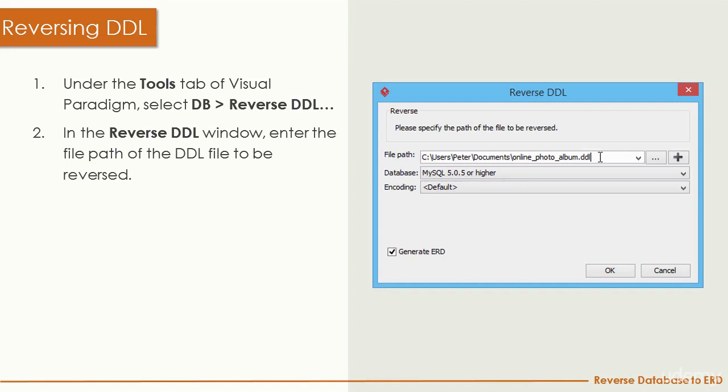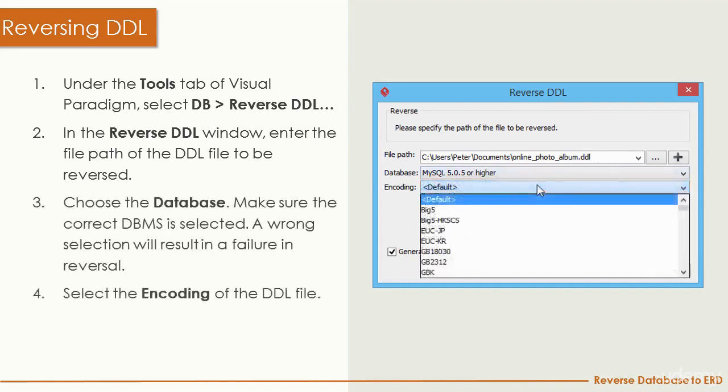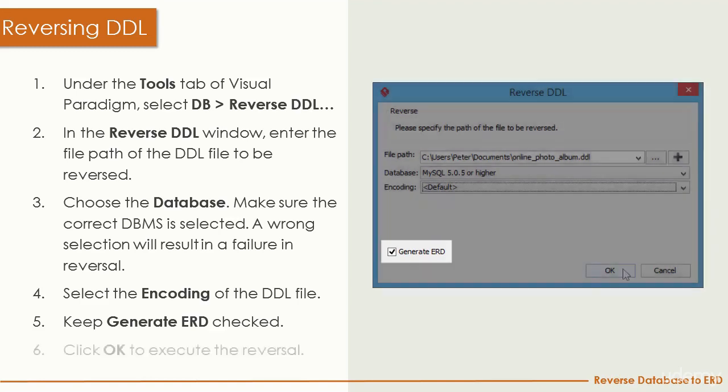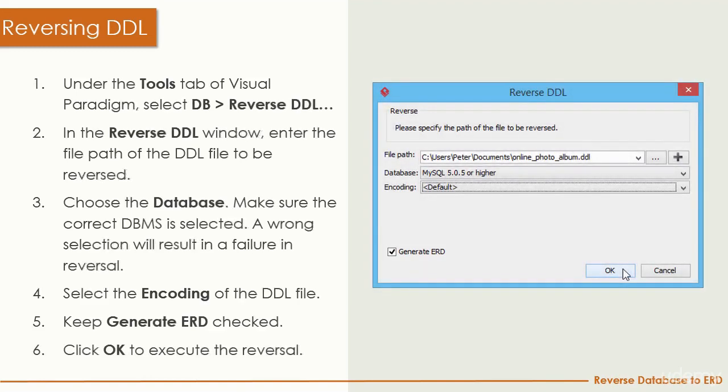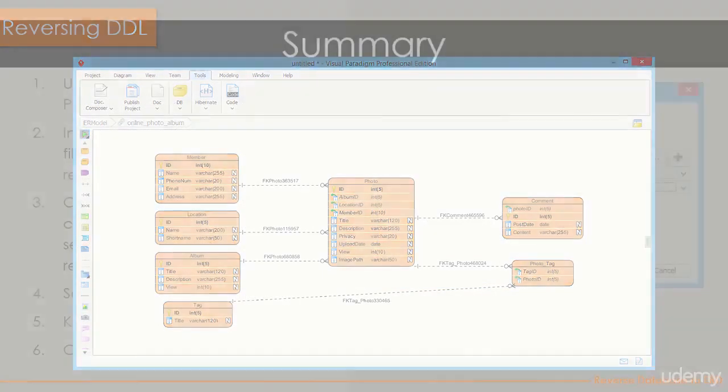It is important, even though we don't connect to your database, because we need to know the data types you are referring to. So you need to specify the database and then select the encoding. Basically it's UTF-8, but you may have a special setting. Then keep the generate ELD option checked, and then click OK, and we will reverse the entities into the ELD for you. So it's easy and straightforward.